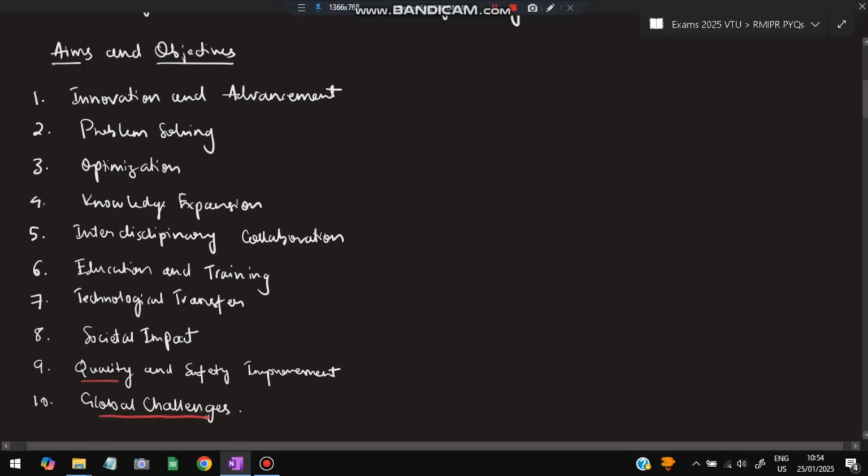And the last is global challenges. Suppose one of the global challenges is drought, right? To get a solution to the drought, we will be making instruments like water purification systems, so that whatever impure water is there, by using the object we can purify the water and use it in drought areas. This will solve a problem in areas where drought is there. That is called global challenges.